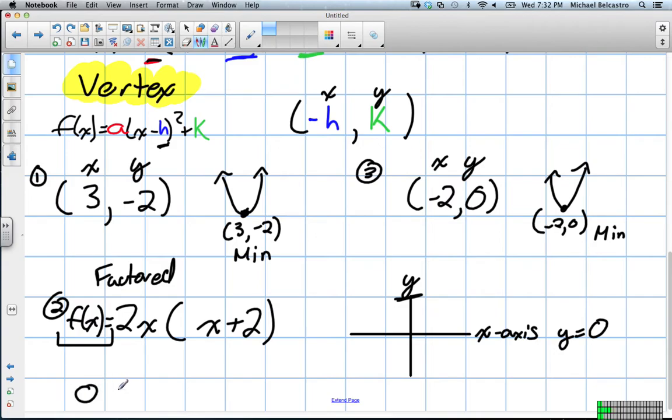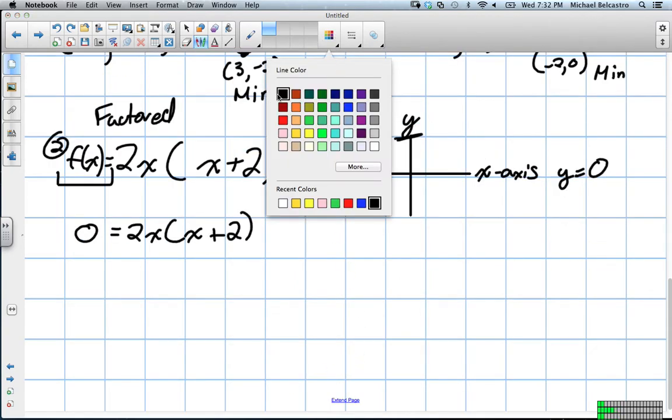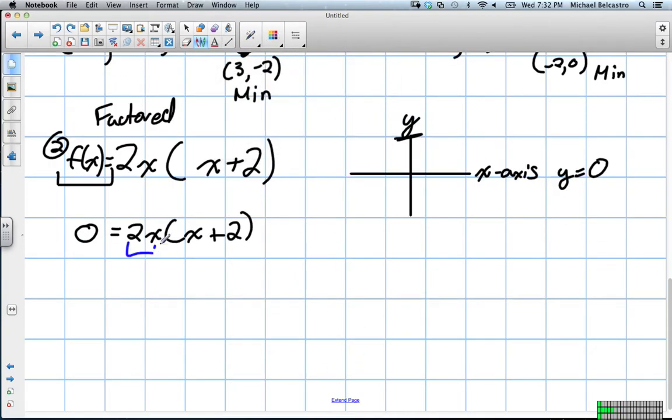I'm going to change this equation. I'm going to say 0 is equal to 2x times x plus 2. Now what we have here is a multiplication question. Okay, we're multiplying 2x by x plus 2, whatever term that is. Well, in order to get a 0 when multiplying, what does one of the values have to be? 0. 0. We can't multiply any other 2 numbers and get 0 unless one of them is a 0, right? You have to be multiplying by 0 to get a 0.